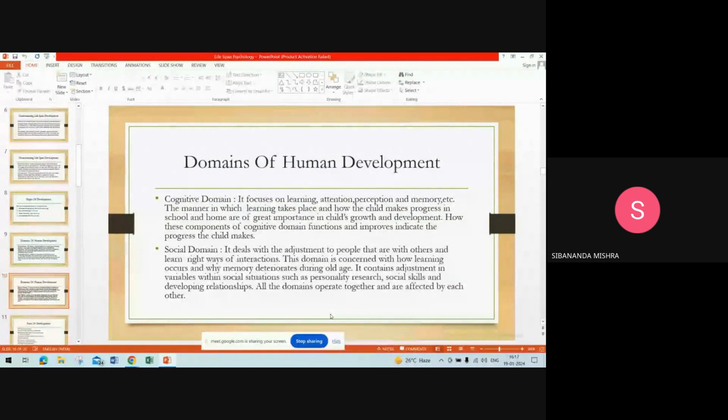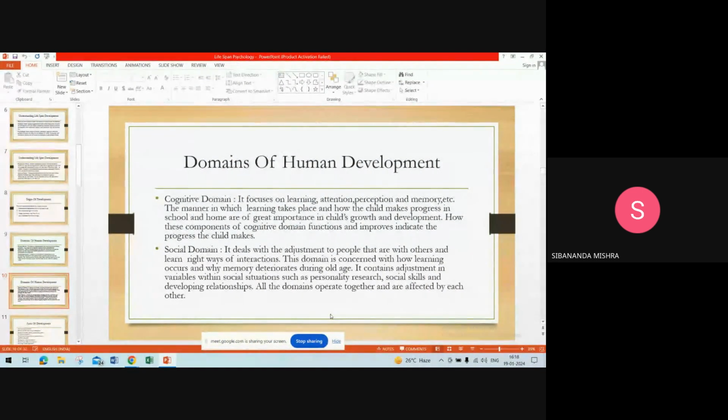Next is the cognitive domain. The cognitive domain focuses on learning, attention, perception, memory. The manner in which learning takes place and how the child makes progress in school and home are of great importance in the child's growth and development. How these components of the cognitive domain function and improve indicates the progress the child makes. In this stage, home and school are very important places in the child's growth and development.